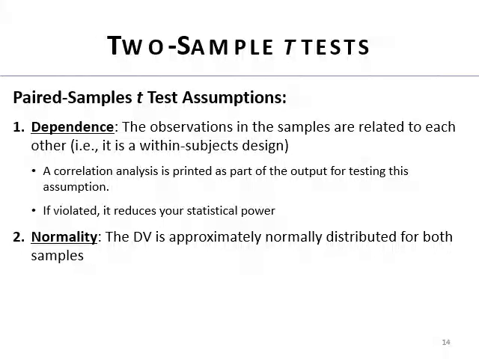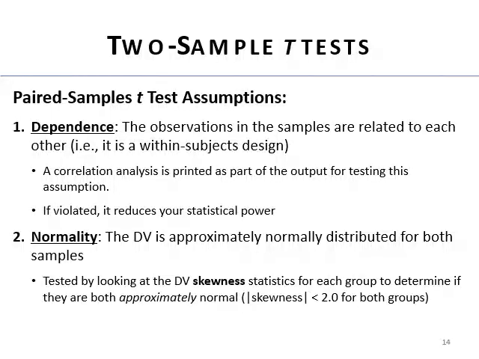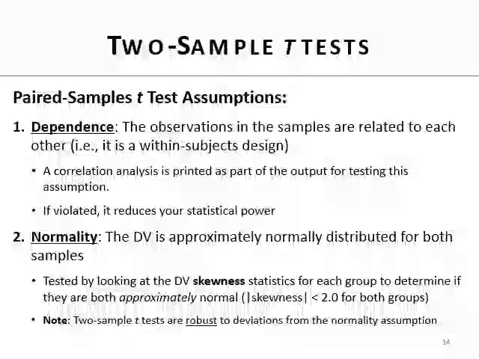So normality is also an assumption for this test, just like it was for independent t. That is, the DV is normally distributed for both samples. That is pre and post. And you test this by looking at the skewness coefficients for each group to determine if they're approximately normal. So you want skewness less than 2 for both groups. And again, two sample t-tests are robust to deviations from normality. They don't get that badly messed up as long as you got big sample sizes. And the sample sizes are by default equal here because you got the same people, for example, pre and post.